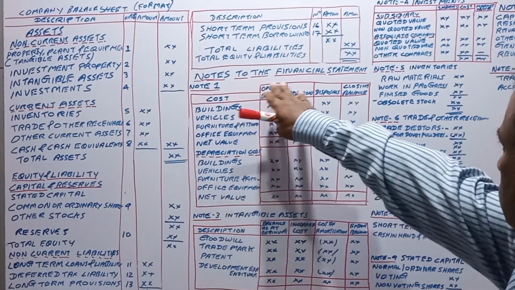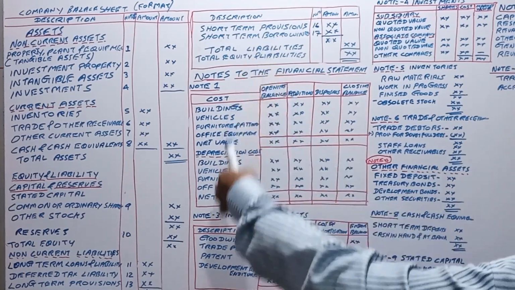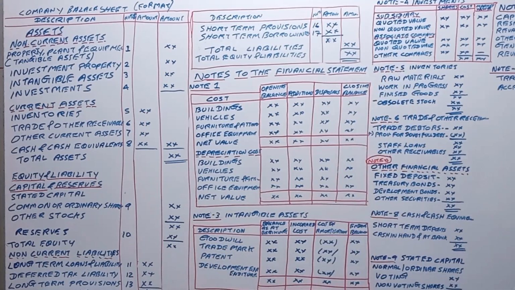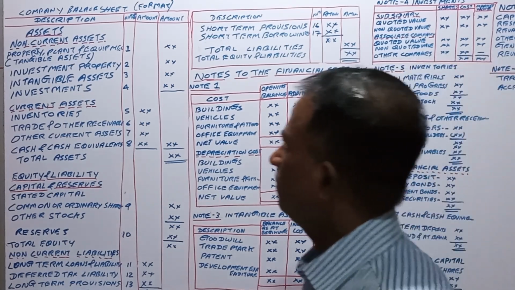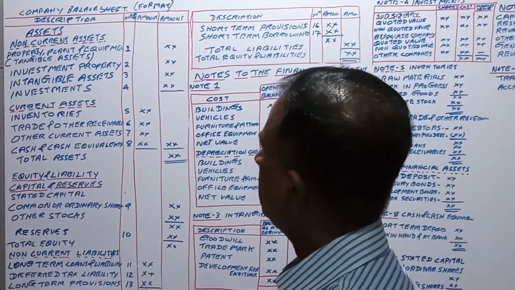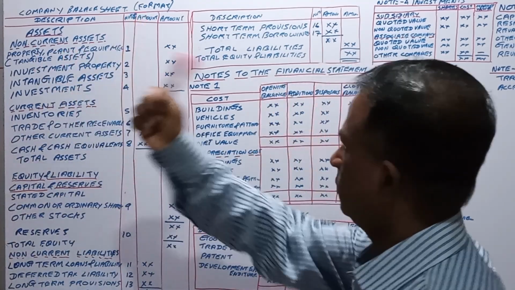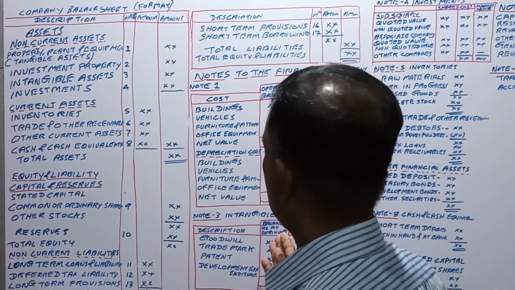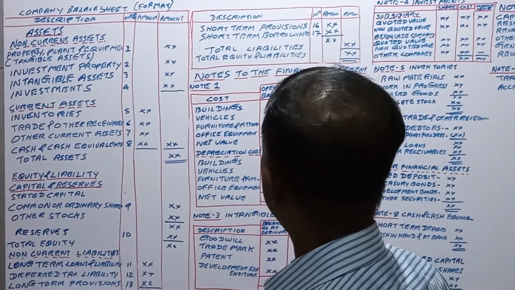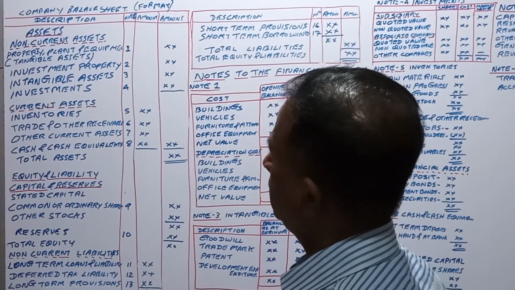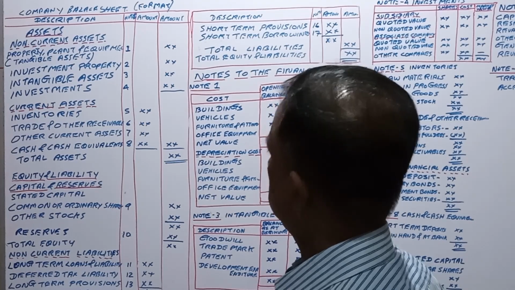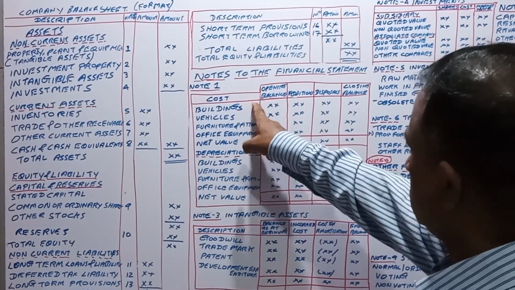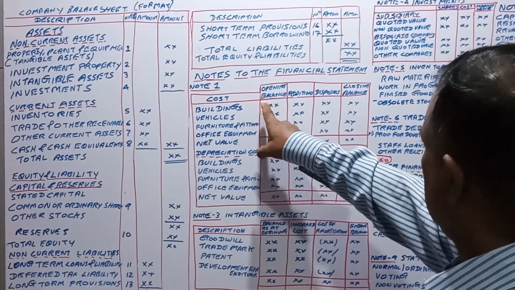Here I gave notes to the financial statements. Note 1, note 3, note 4, note 5, note 6, everything is here, right? Here in assets, in non-current assets, you have property, plant and equipment, right? So you will get the format. In this I have given the format of the note for property, plant and equipment, that is tangible assets, right? Here I have given note number 1, at cost.